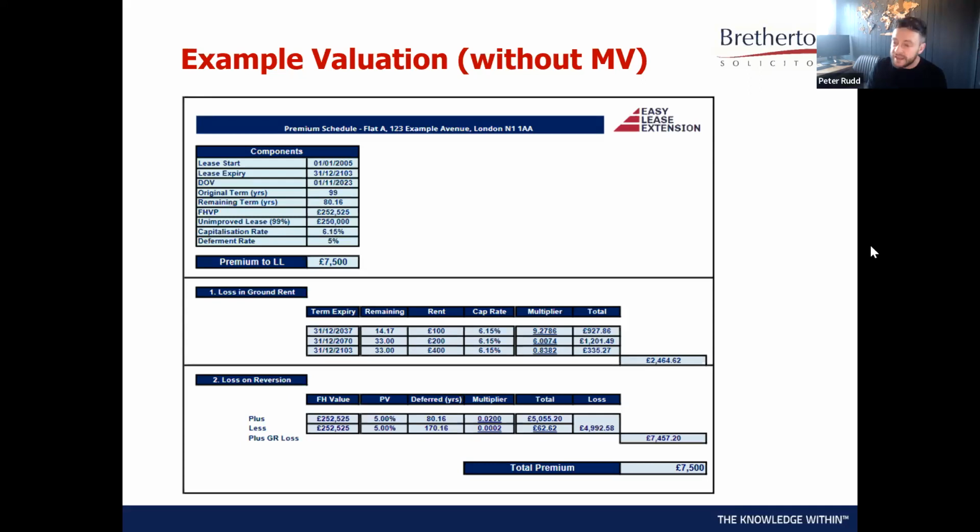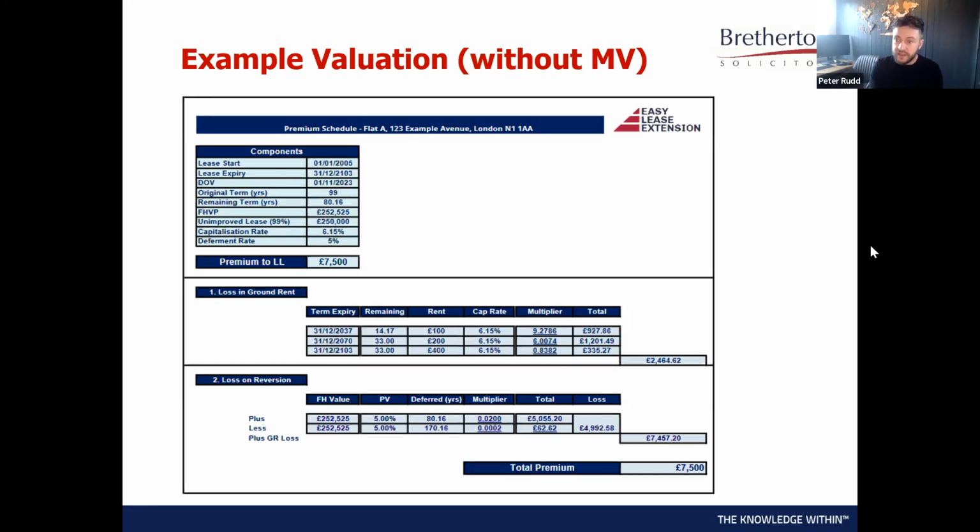This deferment rate can change. There are certain exceptions, but generally you would use a deferment rate of 5% for most lease extensions. Now, there are two considerations that we're making with this calculation. The first is the loss of ground rent. When you extend your lease under statute, providing you qualify, you're entitled to a 90-year extension on top of your unexpired term.